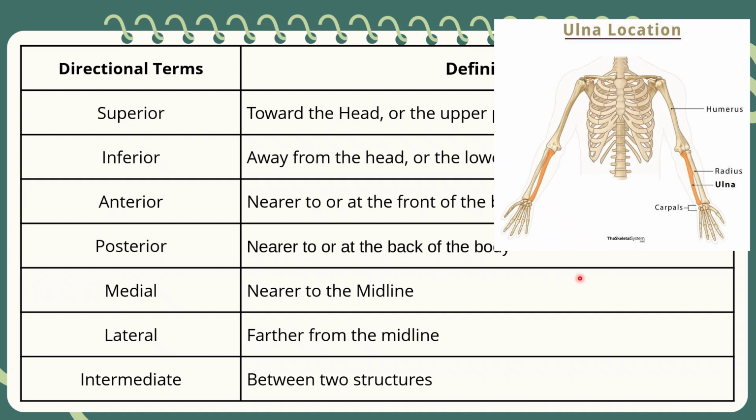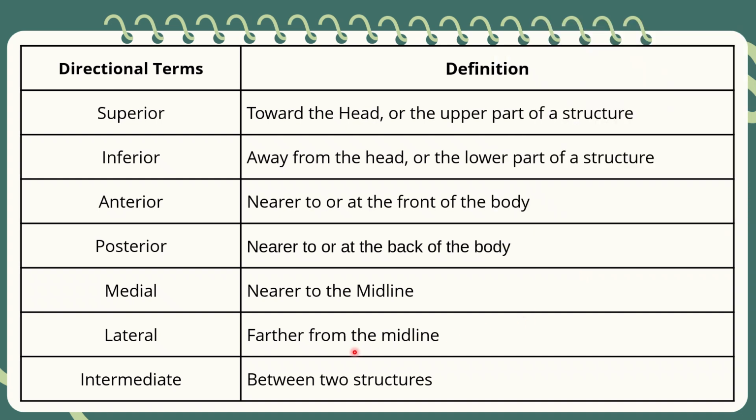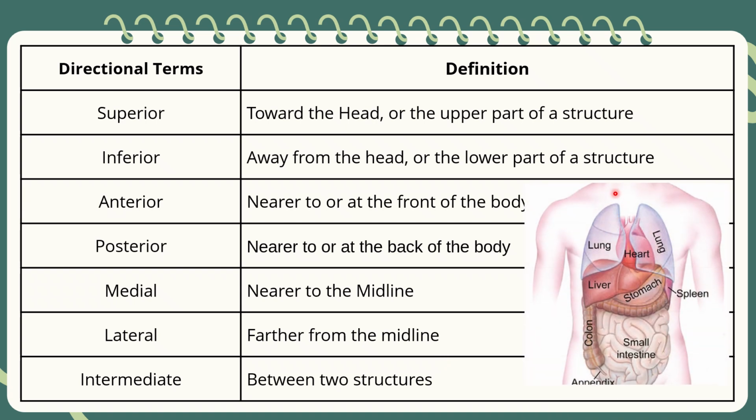Next, lateral means farther from the midline. For example, we can say the lungs are lateral to the heart. So this is the midline, and suppose we can say that these lungs are lateral to the heart, means this is the heart and this is the lungs, that is farther from the midline. They are far away from this midline or far away from this heart.